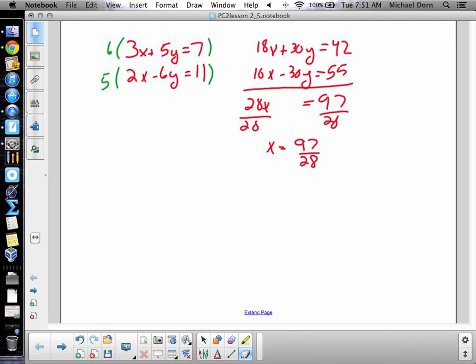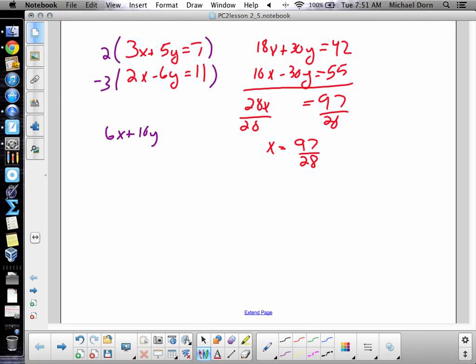I'll go back and do a second elimination, this time with the idea of eliminating the x's. So in order to eliminate the x's, I'm going to multiply this by 2 and this by negative 3. Or it could have been negative 2 and positive 3. It doesn't matter. So 6x plus 10y equals 14. Negative 3 gives me negative 6x plus 18y equals negative 33.